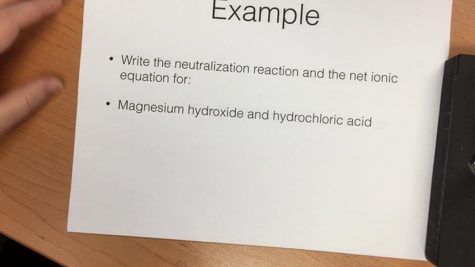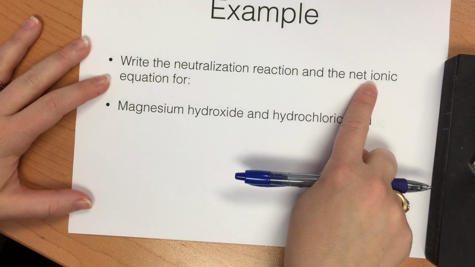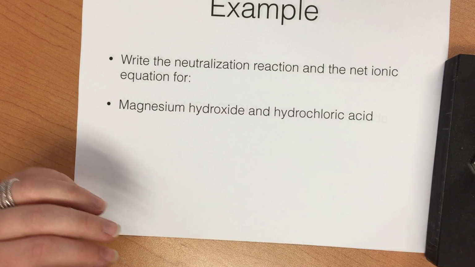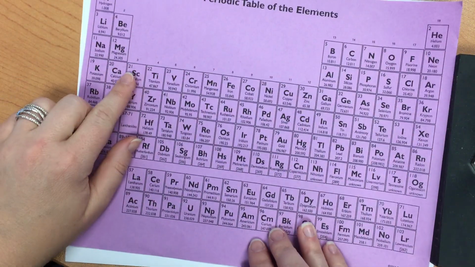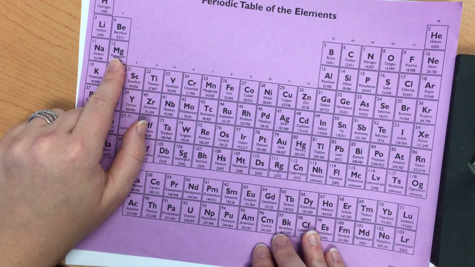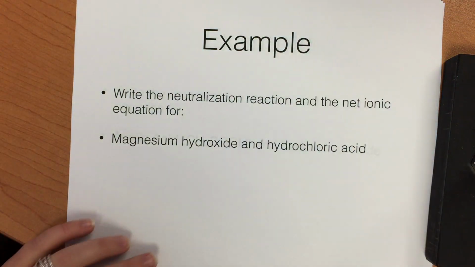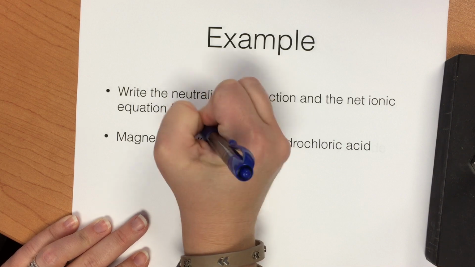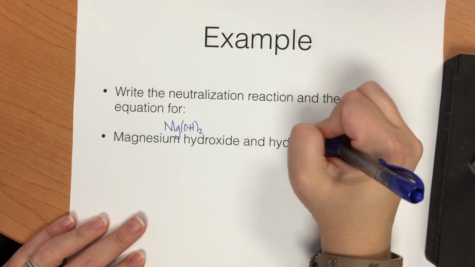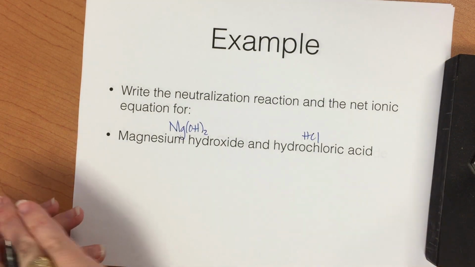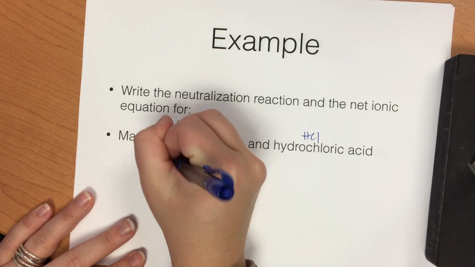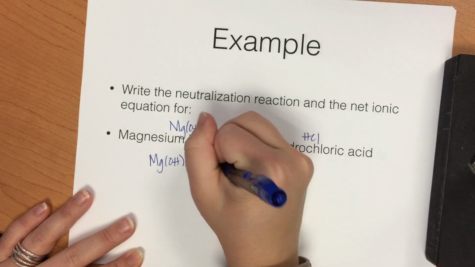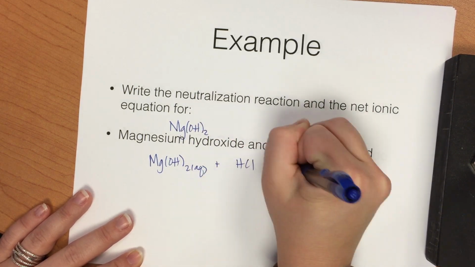So what about the neutralization reaction and the net ionic equation for magnesium hydroxide and hydrochloric acid? If we use our periodic table, we see that magnesium is going to have a 2+ charge, and we know from the common ion table that hydroxide is an OH minus. So we'll have Mg(OH)2, and hydrochloric acid is HCl. When we add these together, we have magnesium hydroxide, which is aqueous, plus HCl.